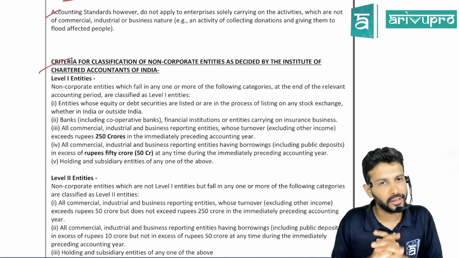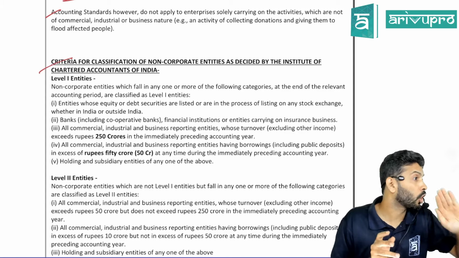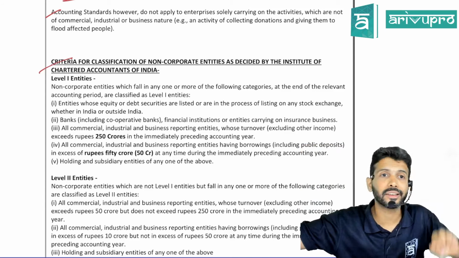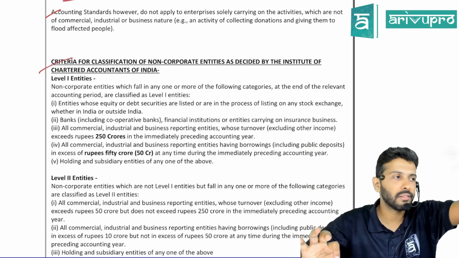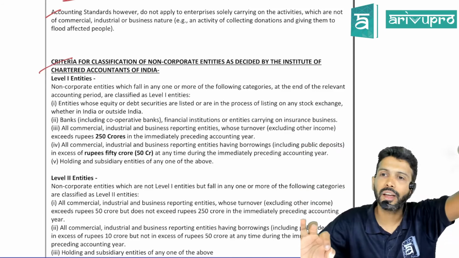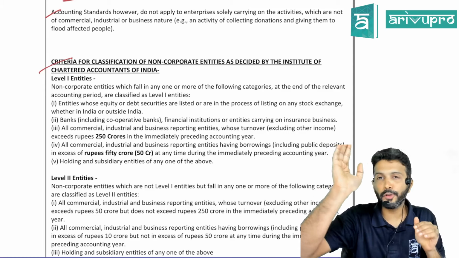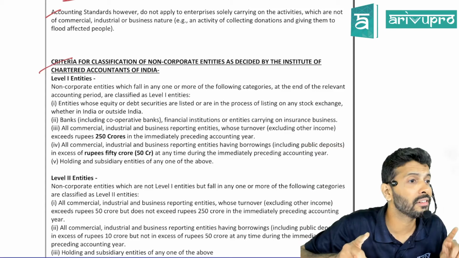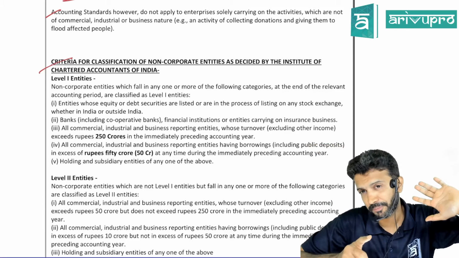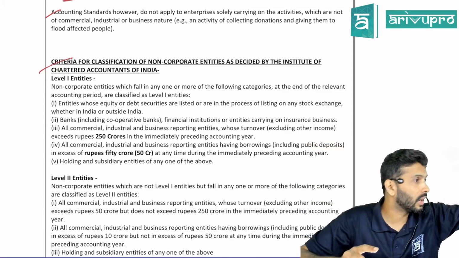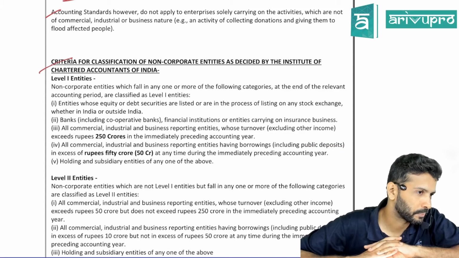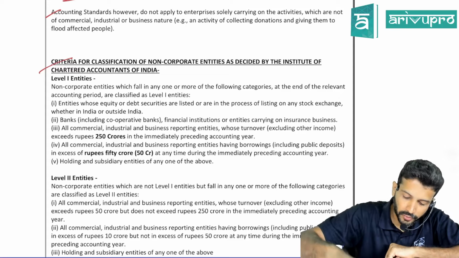So our mother body, ICAI, has categorized non-corporate entities into 4 sectors. Level 1, level 2, level 3, level 4. If you are level 1, you are a super big organization. You have to follow every accounting standard. If you are level 2, level 3 or level 4, some relaxation will be given to you. Got it? So that's what we are about to study now.